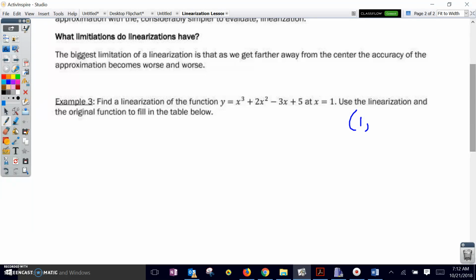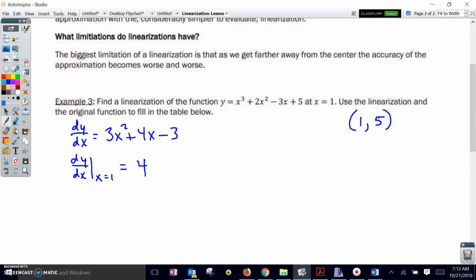I find the y coordinate of my tangent line. I substitute 1 into this function. And if I do all the calculations for that, I get that the y coordinate is 5. And then I need the derivative. dy/dx is equal to 3x squared plus 4x minus 3. And so dy/dx at x equals 1 is going to be 3 plus 4 minus 3. That's going to be 4.